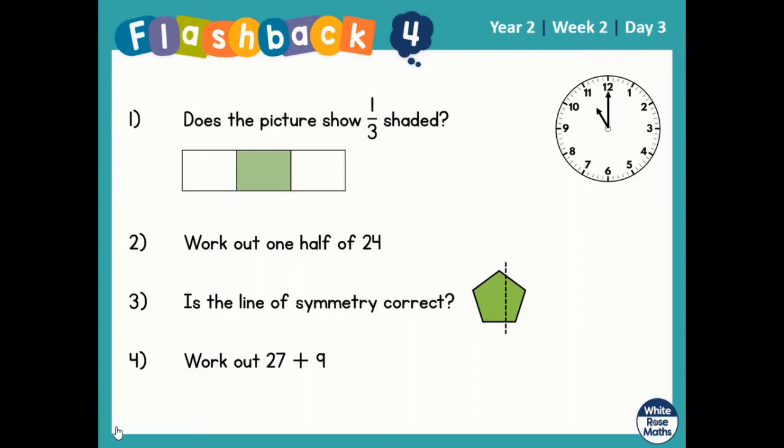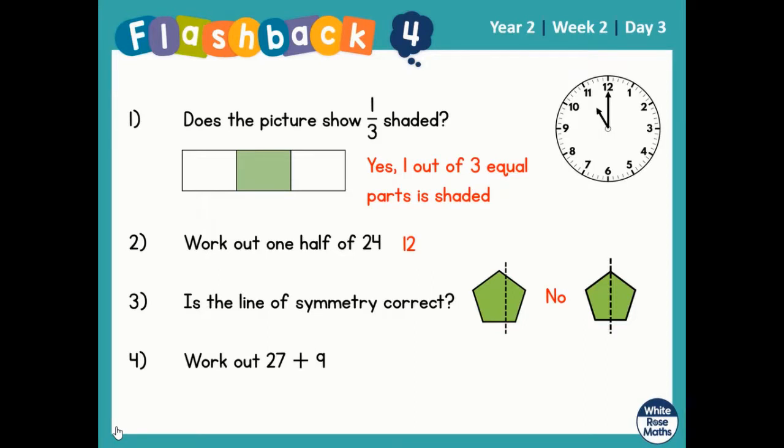How did you get on? So does this picture show 1/3 shaded? Yes, it does. 1 of 3 equal parts is shaded. Half of 24, if we have 24 buns, then half of 24 would be 12 buns. Is this line of symmetry correct? No, we've not got 2 equal parts. This would be correct. This pentagon, one of the lines of symmetry.